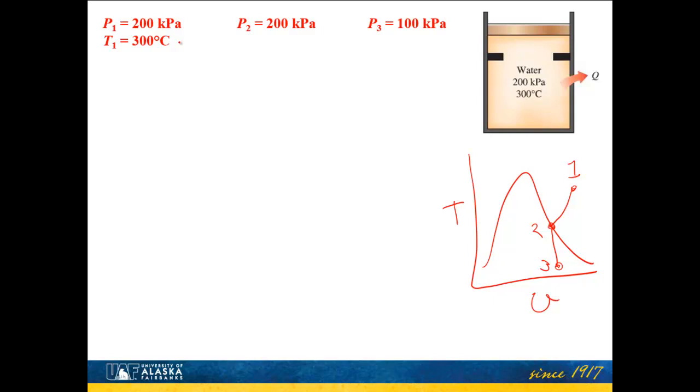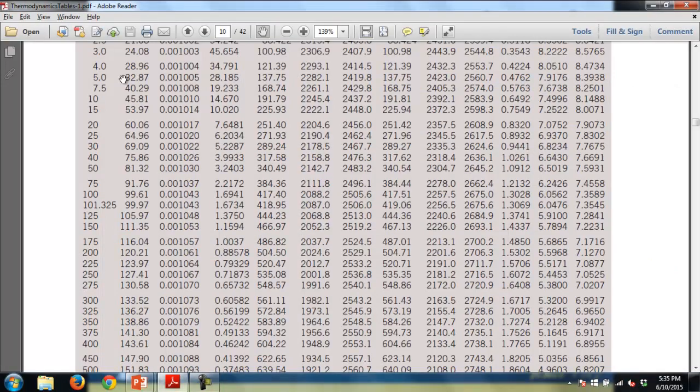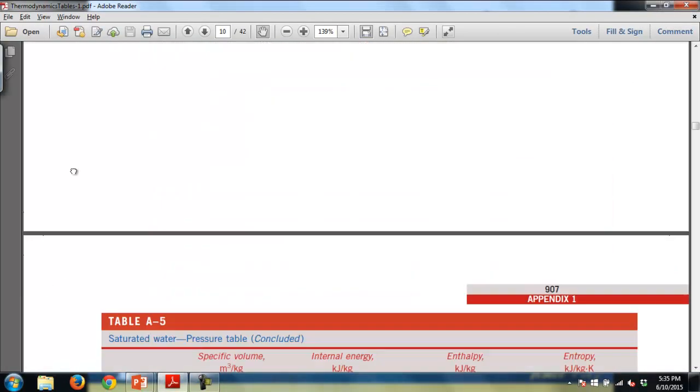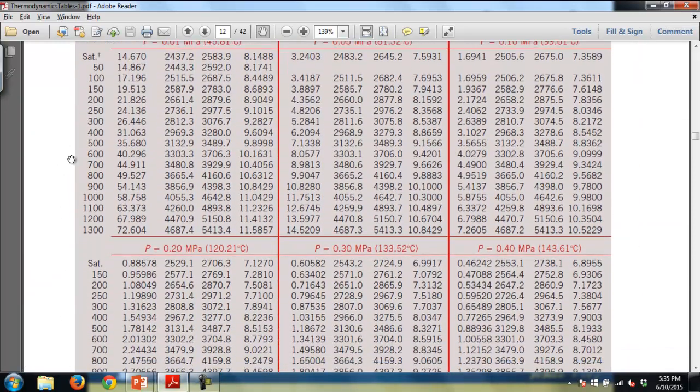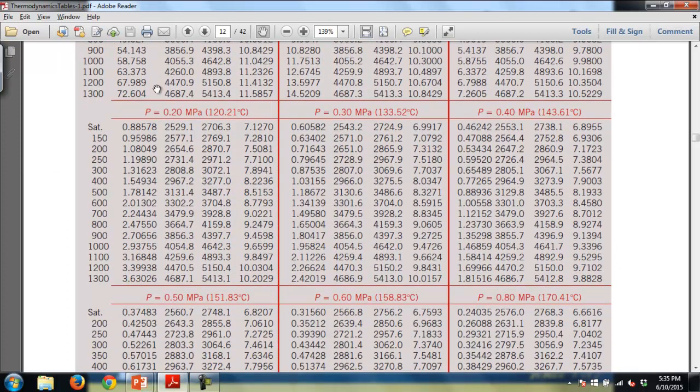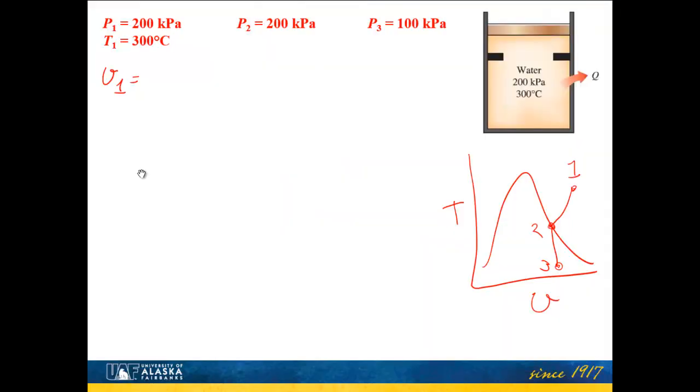In the superheated region, pressure and temperature are two independent variables. I can figure out the initial specific volume from the superheated tables. So I'm going to go back to my superheated table, and now we're at a pressure of 200 kilopascals, which is 0.2 megapascals, and a temperature of 300. That tells me my volume is 1.316. So v is 1.316 cubic meters per kilogram.